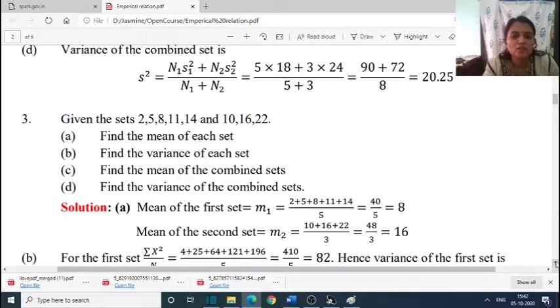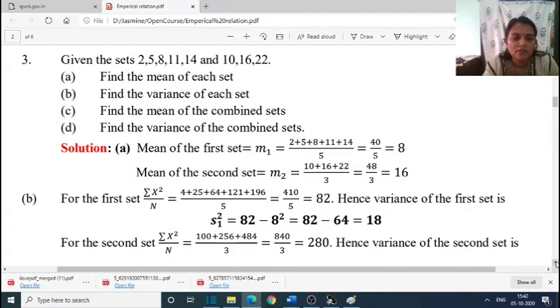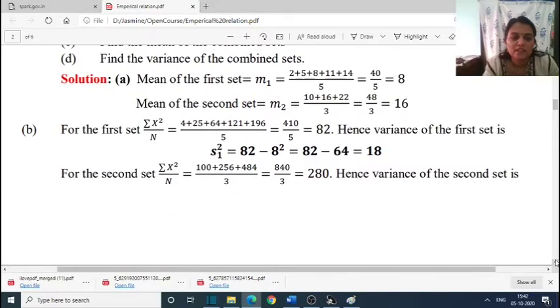M1 is equal to (2 plus 5 plus 8 plus 11 plus 14) by 5, which is equal to 40 by 5, which is equal to 8. Mean of the second set, (10 plus 16 plus 22) by 3, is equal to 48 by 3, which is equal to 16. For the first set, sigma x square by n is equal to 82. The variance of the first set is 82 minus 8 square, which is equal to 82 minus 64, which is equal to 18.